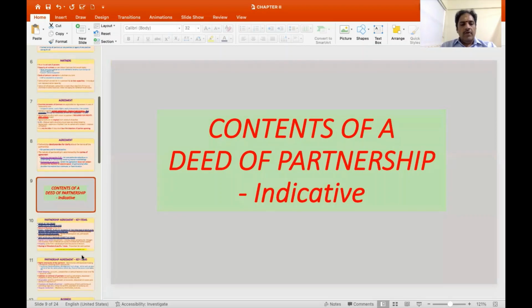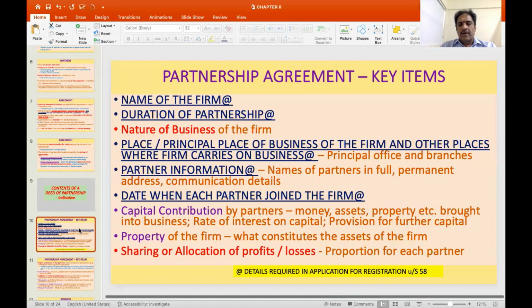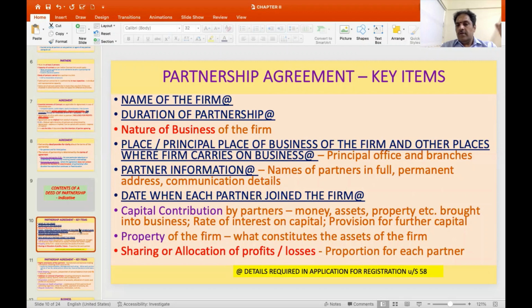So we were talking about the partnership deed. So what could be the contents of a partnership deed? The indicative items are: what is the name of the firm, what is the duration of the partnership, what is the nature of the business of the firm. The items that are indicated with an @ mark here are those which are required for application under section 58 of the Act for the purpose of registration of a partnership firm. So these details have to be given along with a statement to the registrar for the purpose of registration of a partnership. So what are those details?